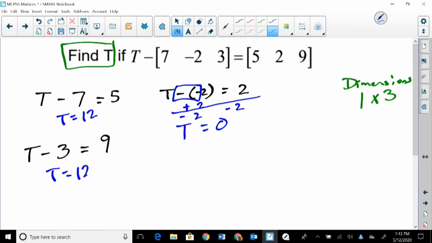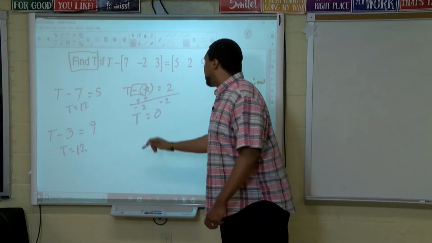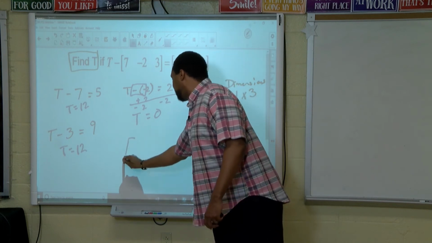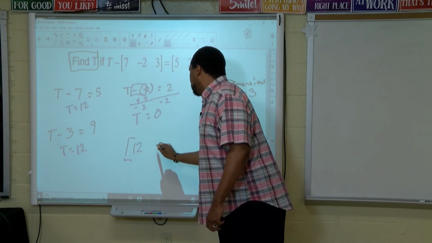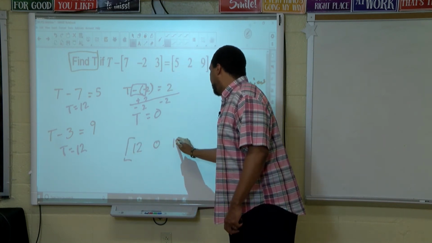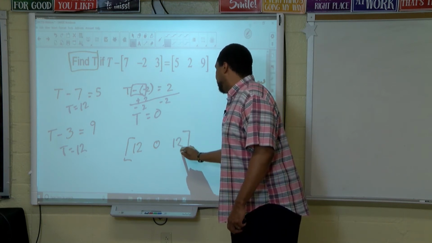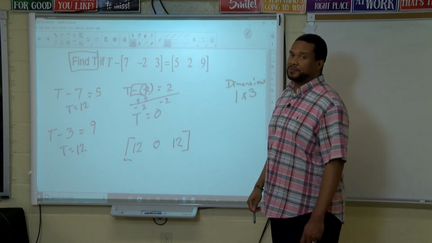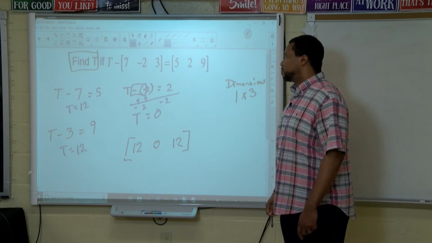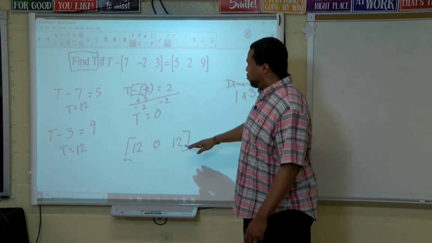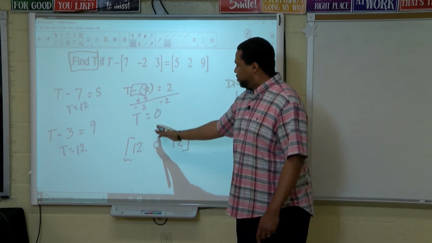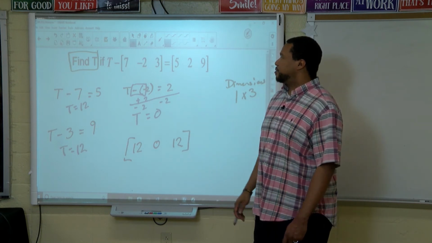T equals 12. So keep in mind the dimensions have to be 1 by 3, 1 row by 3 columns. So we have to put it in a matrix that has 1 row and 3 columns. 1 row, 1, 2, 3 columns.